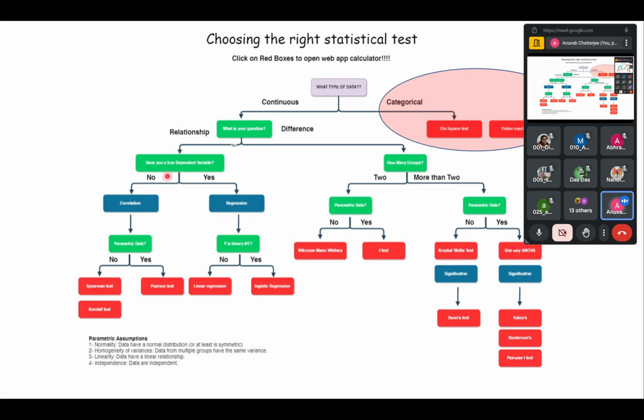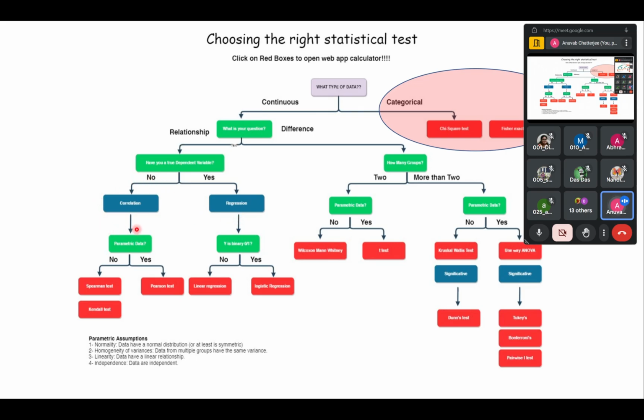In that case, you have to ask an important question, which is, do you have a dependent variable? So in our example, the grades or the scores that you got are dependent on either teacher A or teacher B. So you have a dependent variable. In that case, you do something called regression. You figure out if there is a relation between the teachers and the marks. So you do a regression.